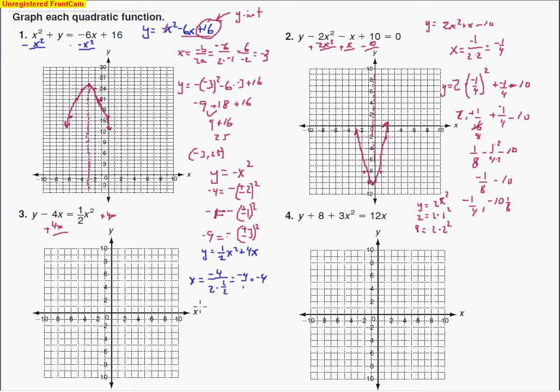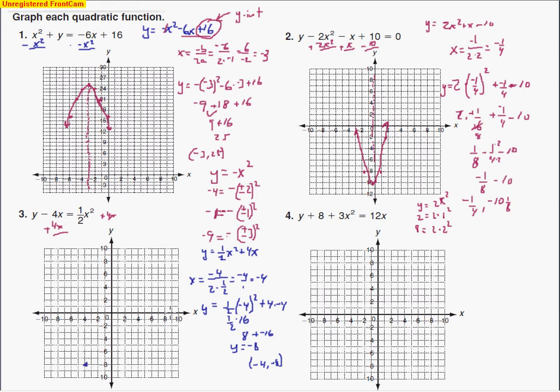Substitute that in for x and see what y is. 1/2 times negative 4 squared plus 4 times negative 4. So negative 4 squared is 16. Half of 16 is 8. And then over here we have plus 4 times negative 4, which is negative 16. So it makes negative 8. That's your y value. So your vertex is negative 4 comma negative 8. So you're 4 to the left and then down 8 spaces.